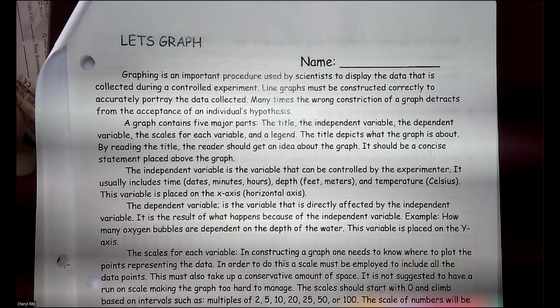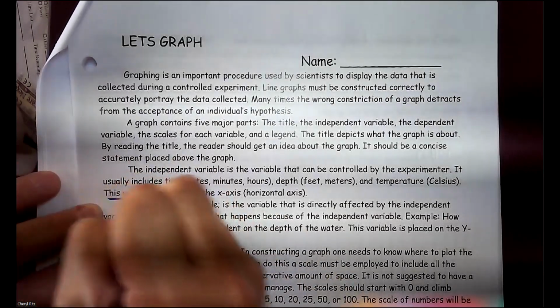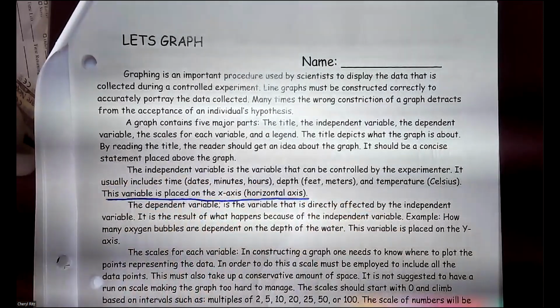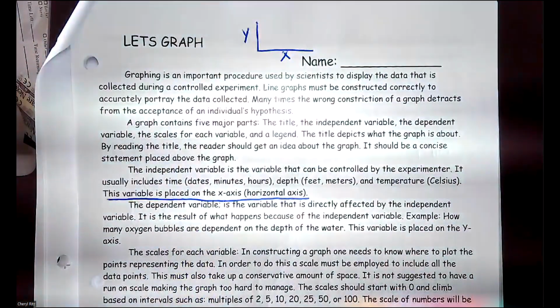All right, so the first variable. The independent variable is a variable that can be controlled by the experimenter. Because last year, I think we said I controlled as an independent variable. It usually includes things like time, dates, hours, minutes, depth, feet, meters, temperature, Celsius. This variable is placed on the x-axis or the horizontal axis. Maybe you need to underline or highlight that part that says x-axis. Let's do that. Horizontal. Otherwise, it'll be backwards. And you guys should remember that this is the X and this is the Y, just for a quick review there.